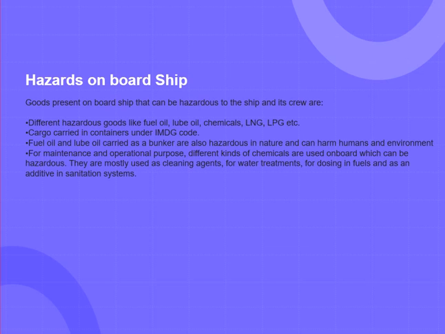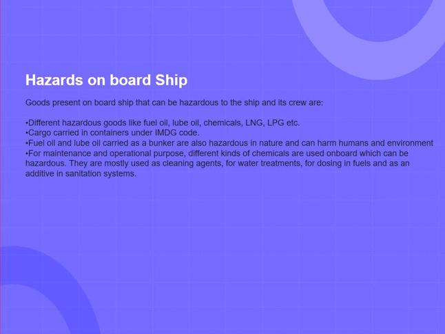Then hazards on board ship. The goods present on board a ship that can be hazardous to the ship and its crew include different hazardous goods like fuel, oil, lube, chemicals, LNG, LPG, etc. Cargo carried in containers under the IMDG code has procedures to follow when you are using these things. Fuel oil and lube oil carried in a bunker are also hazardous in nature and can harm humans and the environment, as well as for maintenance and operational purposes.